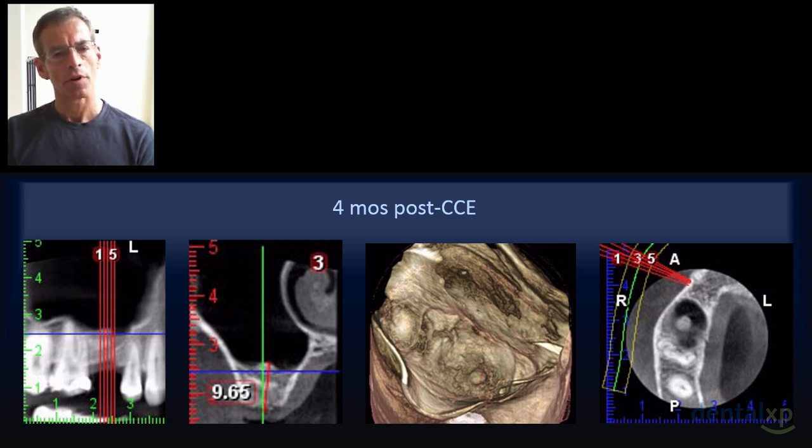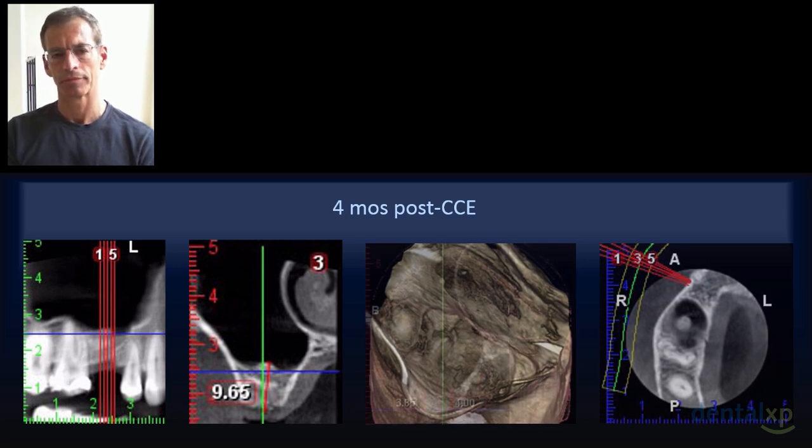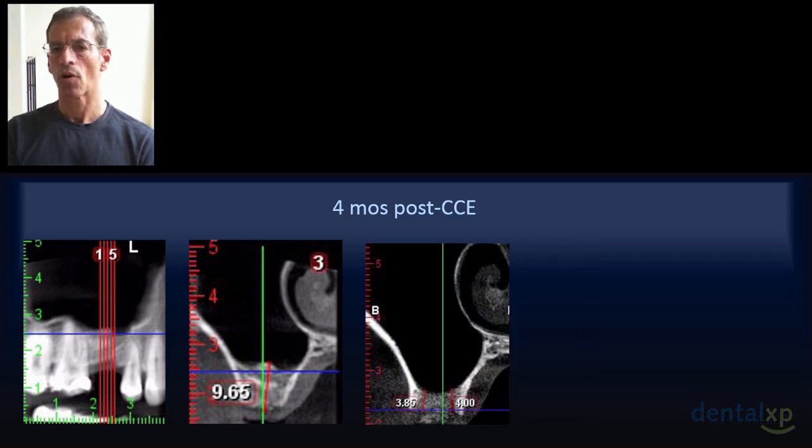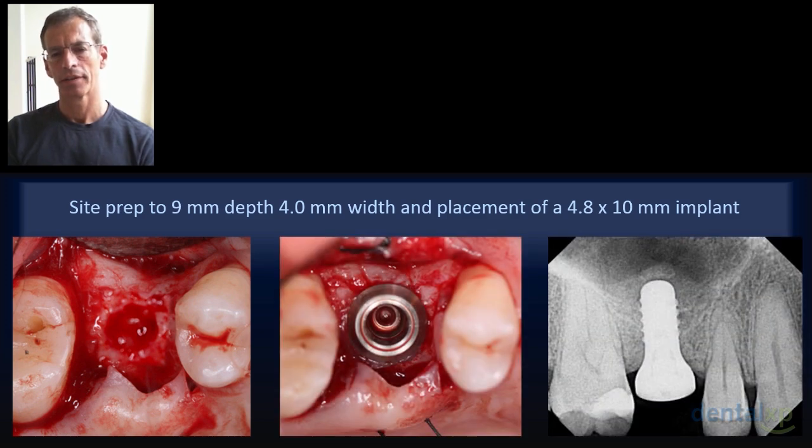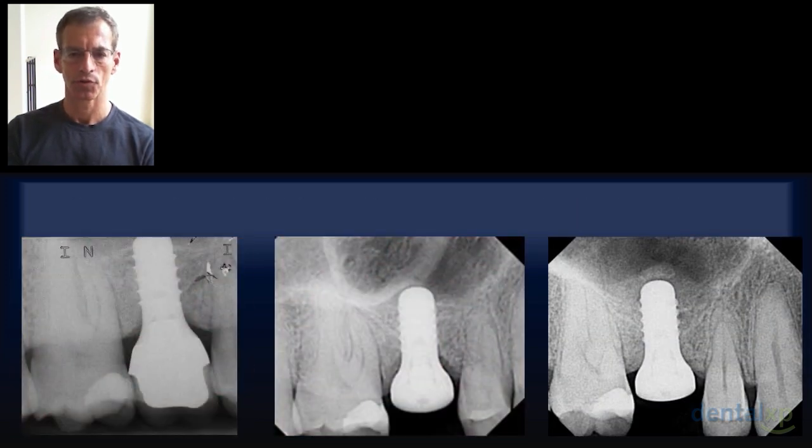Here you see at 4 months how nicely we have displaced this core and we have nearly 10 millimeters of subantral bone. There's our starting point. And there is no indication that I even elevated a core. My osteotomy is prepared, a 4.8 by 10 millimeter implant is placed, and eventually restored.